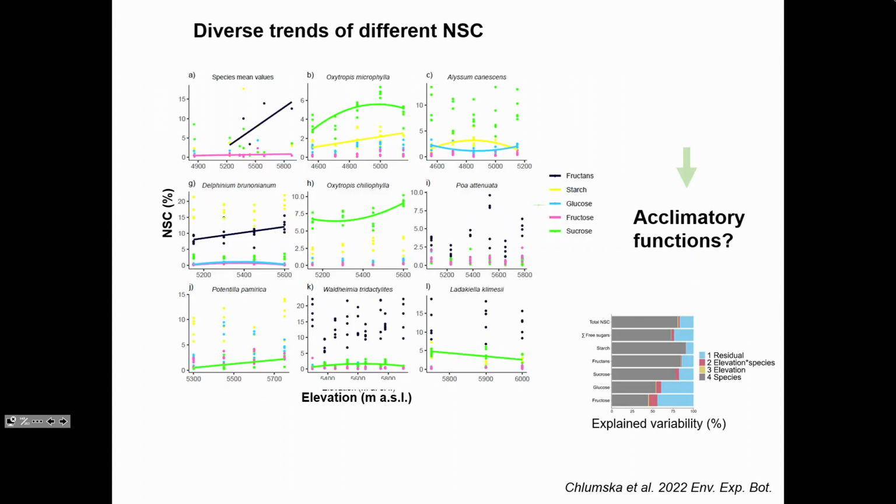And this was also somehow indicated by the diverse trend of different NSC, this acclimatory function. So this high concentration of non-structural carbohydrate in high elevation plants is not necessarily only a passive result of low temperature limitation on growth, as often stated for trees, but can be an active adjustment to cope with both the frost and drought.